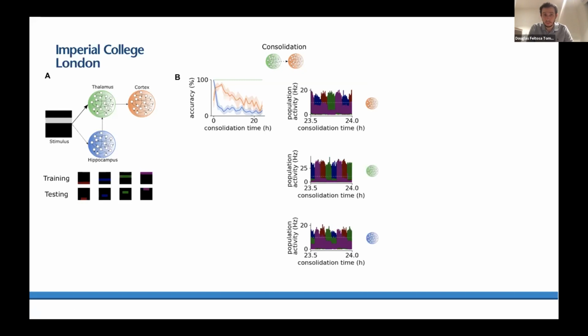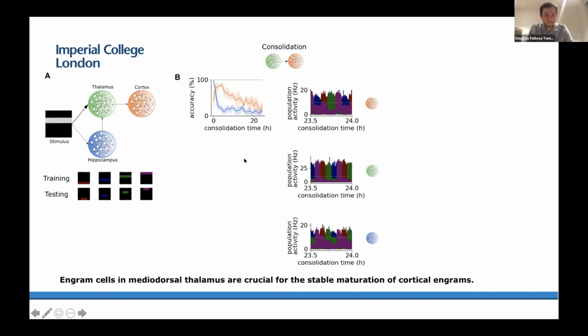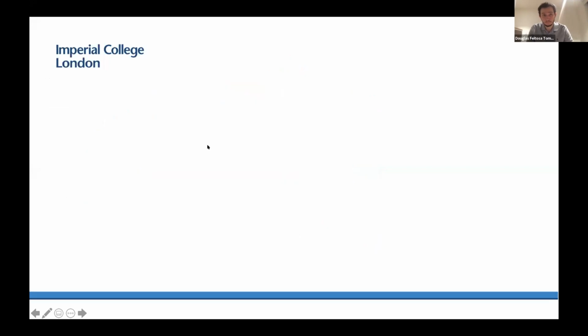And we can see that the way that they support maturation in cortex is also by coupling reactivations across the regions, because when we block the output of thalamic engram cells, we no longer have coupled reactivations between cortex and thalamus. And this is the reason why we have this decline in accuracy in cortex that we see here. So medial dorsal thalamus engram cells are essential for cortical engram dynamics, just like hippocampal ones.